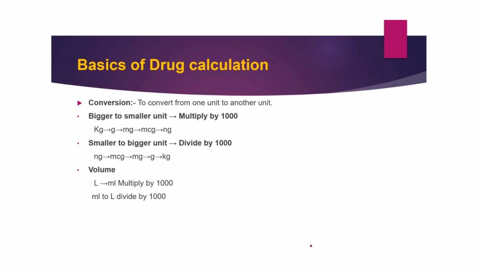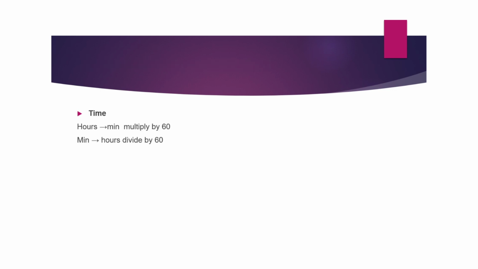Then volume is liter to milliliter. You should always multiply by 1000, and whenever you are converting from milliliter to liter, you should divide by 1000. Then is time. So if you have to convert from hours to minute, then you should always multiply by 60, and whenever you are converting from minutes to hours, then divide by 60. So these are the basic conversions. If you know the basic conversions, then easily you can do the drug calculation.